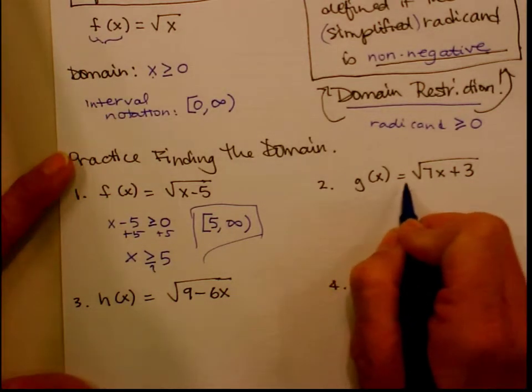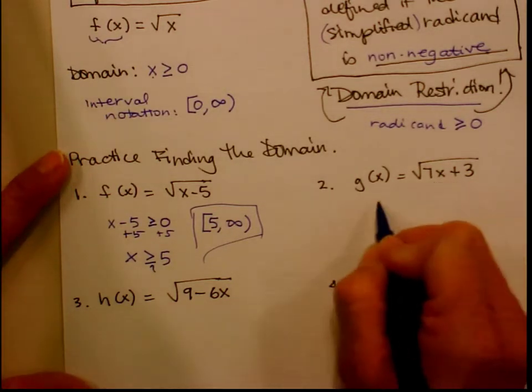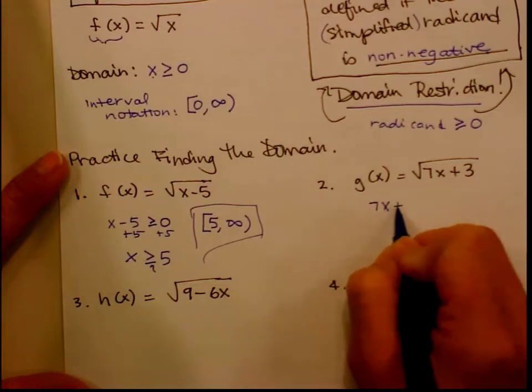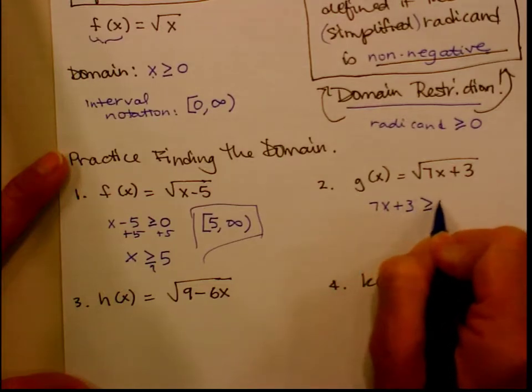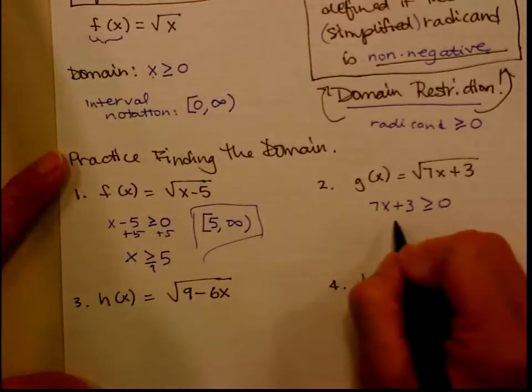So if g of x equals the square root of 7x plus 3, we grab the radicand, set it greater than or equal to 0, and then we solve for x.